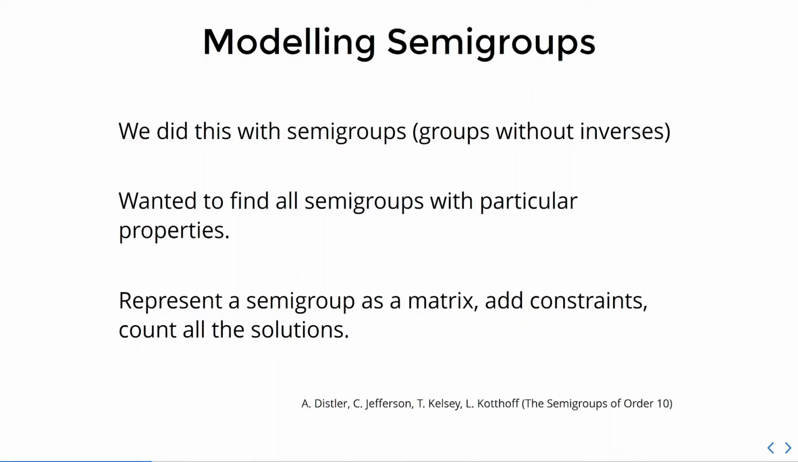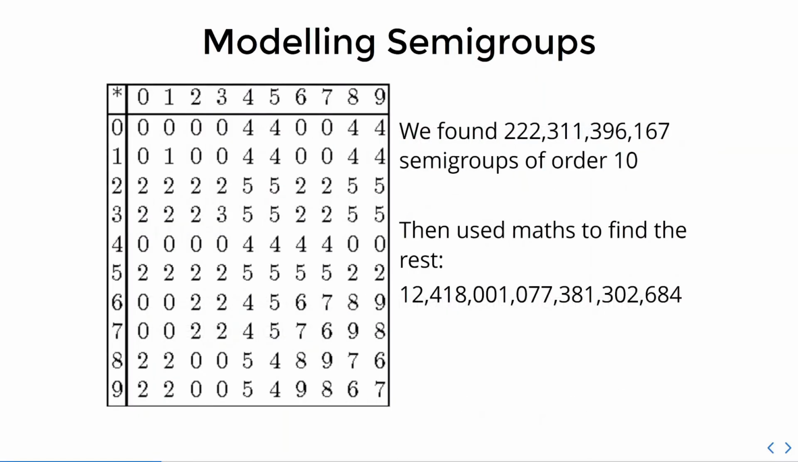A semigroup is just a group where you don't have inverses. And we wanted to find all semigroups with some particular properties of some given size. So we represented the semigroup as a matrix. We added constraints to make that matrix be a semigroup, and then we counted all the solutions. So for example, one thing we did was look for all the semigroups of order 10. And basically, Andreas Dissler did a bunch of work where he managed to prove mathematically, he managed to count most of the semigroups. That's the bottom number. I'm not going to even attempt to read that number out. And then the bit where he couldn't do it mathematically, we did it with a constraint solver. We did it with Minion.